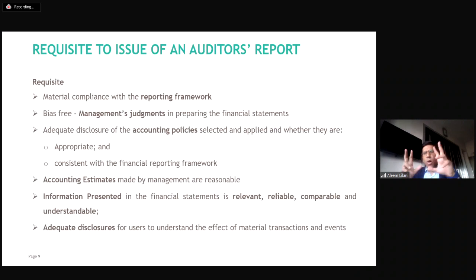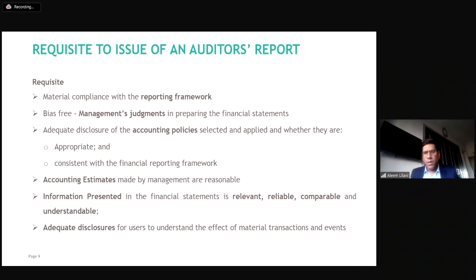continuing with that is, are all the accounting policies disclosed properly? They have to be appropriately disclosed. When I say appropriately, it means you need to sufficiently mention. You cannot just write inventory is valued in accordance with AS 2 or Ind AS 2. Okay, it's not sufficient. You need to put some information so the person who reads it understands how the inventory has been valued. So it has to be appropriate, and it has to be consistent with the financial reporting framework, of course, right?